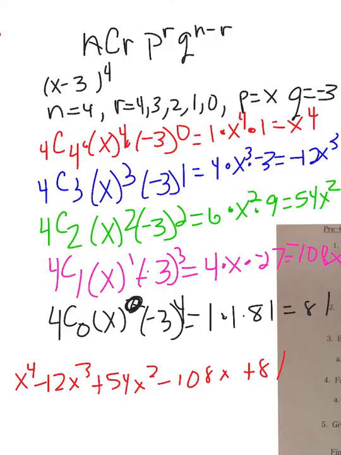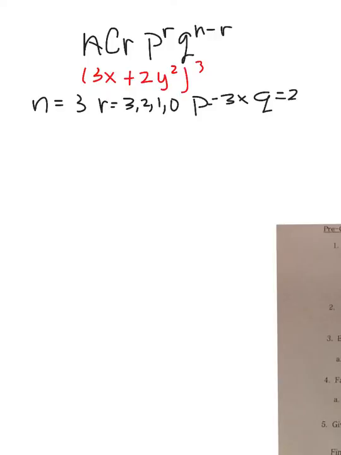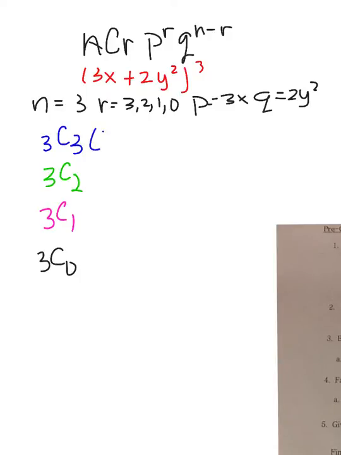Okay, so let's take a look at B. Okay, so B is, my binomial is 3x plus 2y squared cubed. Alright, so n is going to be 3. That's your exponent. R is your exponent all the way down to 0. P is the first term, which is 3x, and Q is the second term, which is 2y squared. Okay, so we're going to start with 3C3, and then we'll do 3C2, 3C1, and 3C0. Alright, and then P is 3x, so it's 3x to the third, 3x squared, 3x to the first, and 3x to the 0.